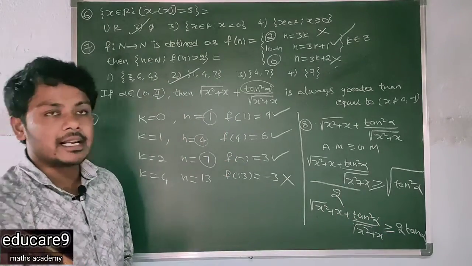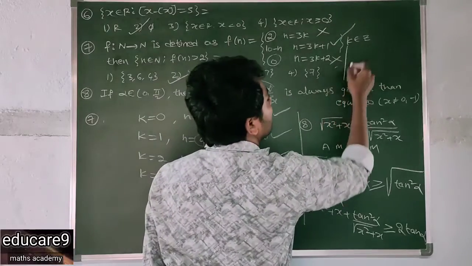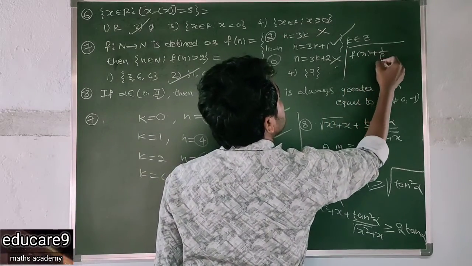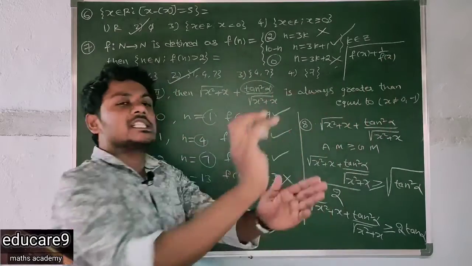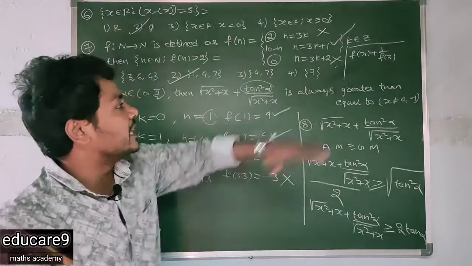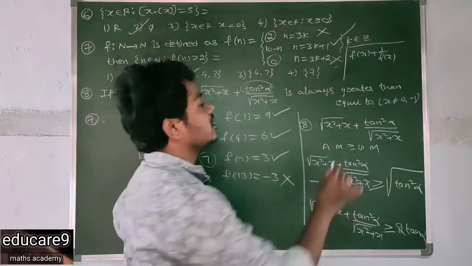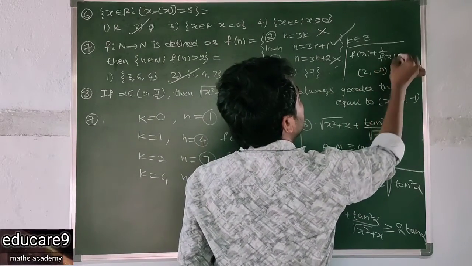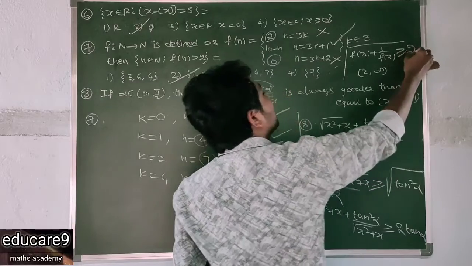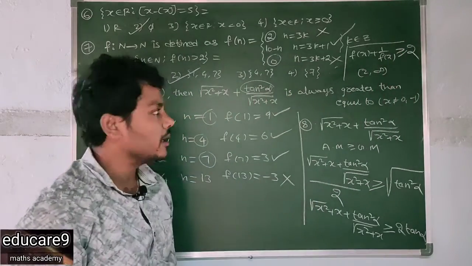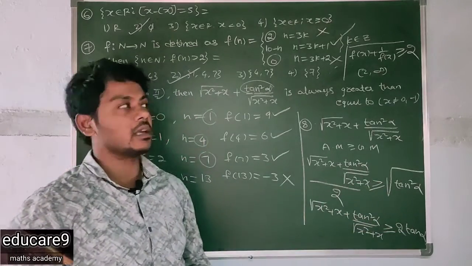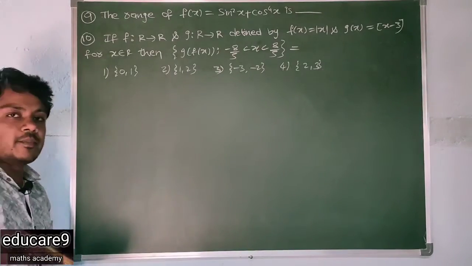So you know the one condition: f of x plus 1 by f of x. If the functions are reciprocal, then the range of this function is the closed interval 2 to infinity, because it is always greater than or equal to 2. Okay. But here tan square is there, so write tan alpha. Okay. See here, question number 9.